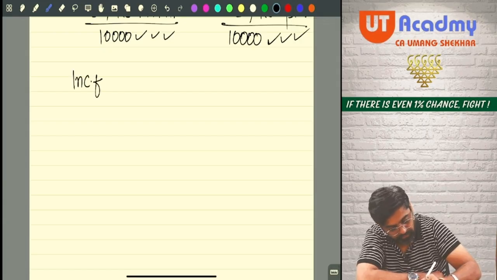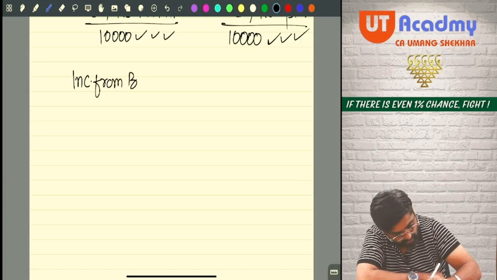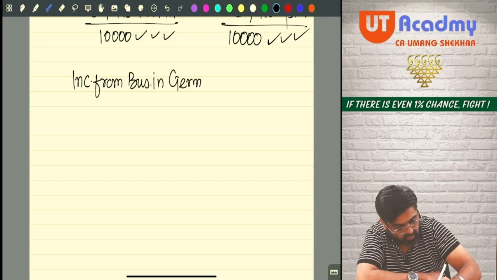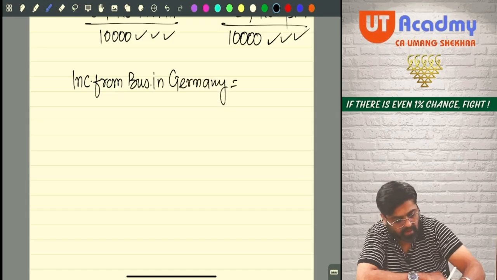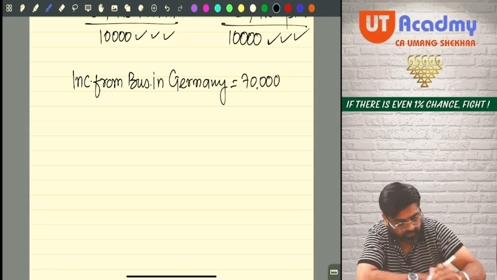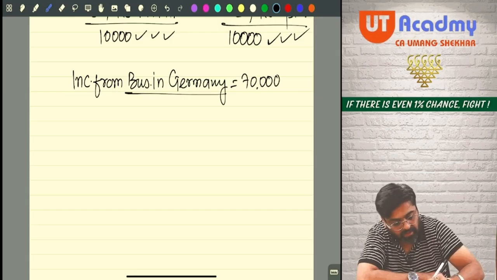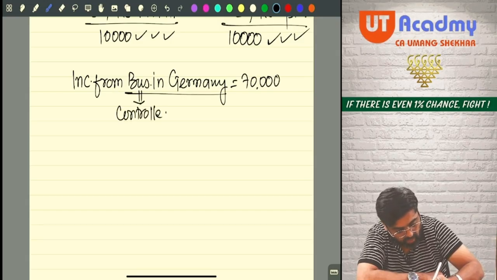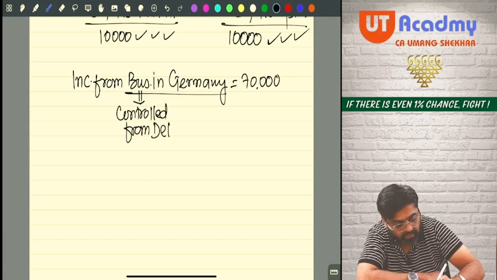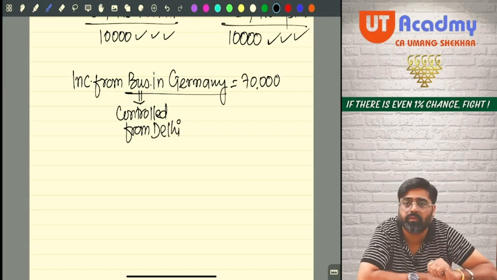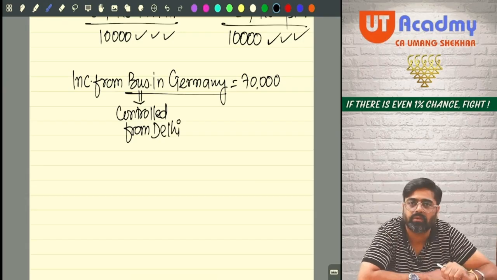Income from business in Germany amounting to 70,000. See, this business is in Germany, but this business is controlled from Delhi, meaning India. Yes or no? It is given in the question, no?